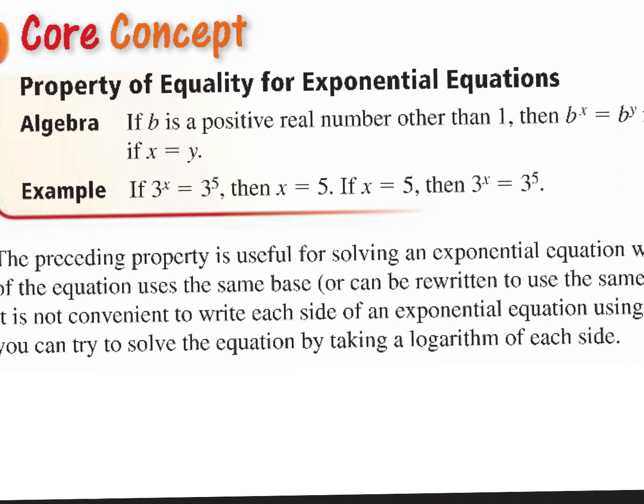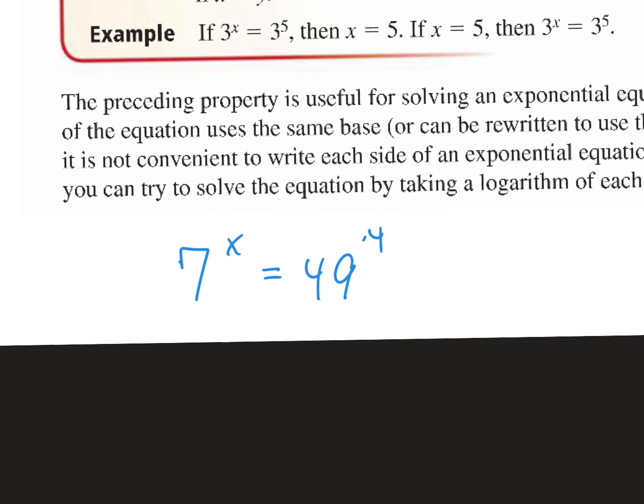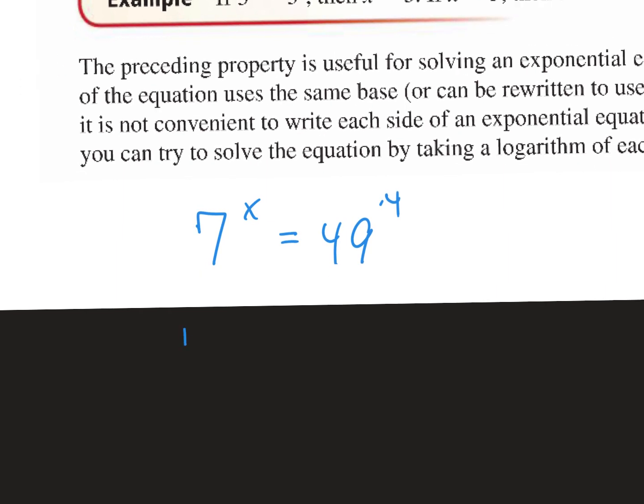Now there's one really basic property that says if the base on the left-hand side of the equation is the same as the base on the right, you can cross it out. Meaning, if I had like 7 to the x equals 49 to the 4th, whatever. Are those two bases the same? Is 7 the same as 49? No. But could you rewrite 49 so it had a base of 7? Yes, I could rewrite 49 as 7 what? Squared, and then that 4 is still there.